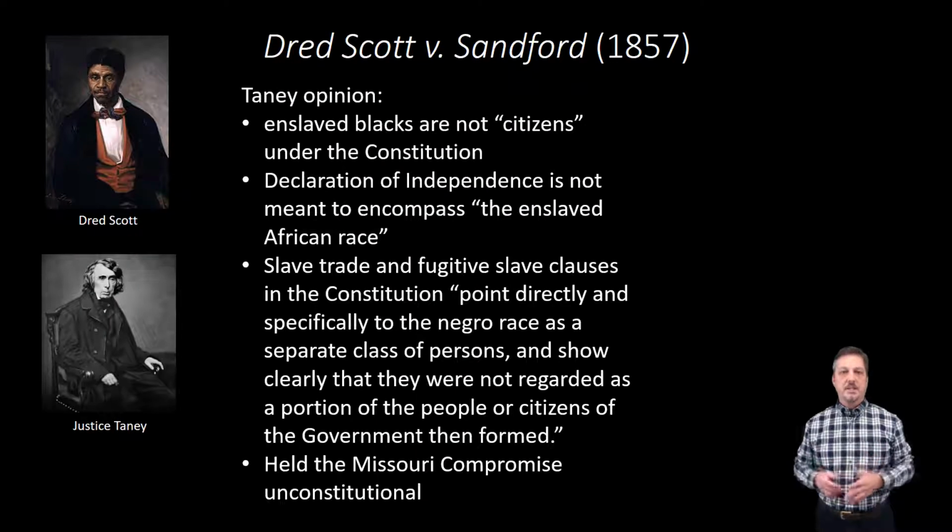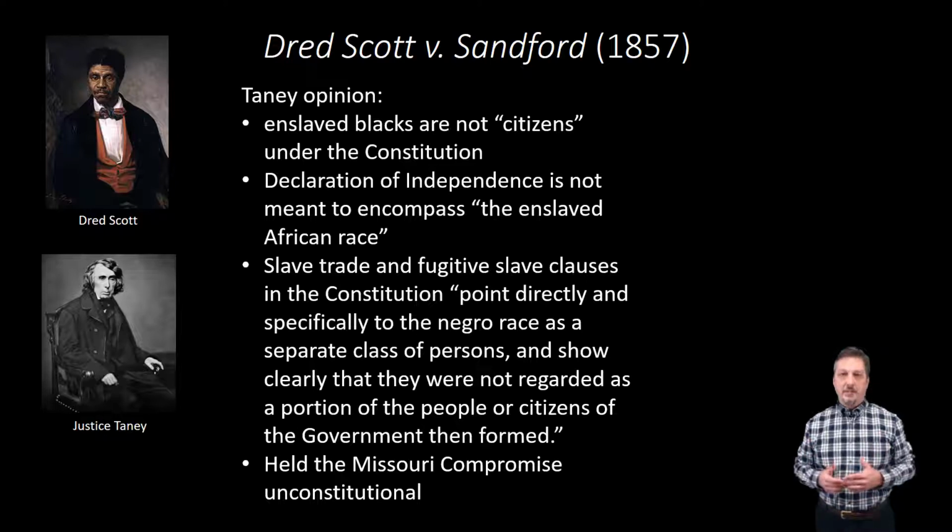Ambassador to Brazil. In his majority opinion, Justice Taney held that enslaved blacks are not citizens under the Constitution. He concluded that the Declaration of Independence's statement that all men are created equal was not meant to encompass the enslaved African race. He noted that the slave trade and fugitive slave clauses in the Constitution point directly and specifically to the Negro race as a separate class of persons and showed clearly that they were not regarded as a portion of the people or citizens of the government then formed. And he held the Missouri Compromise unconstitutional.